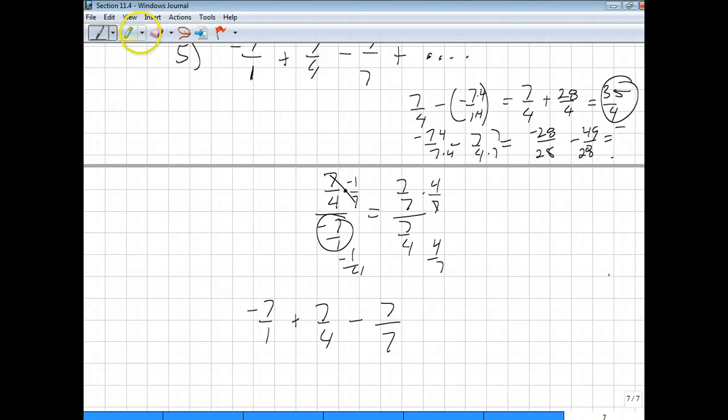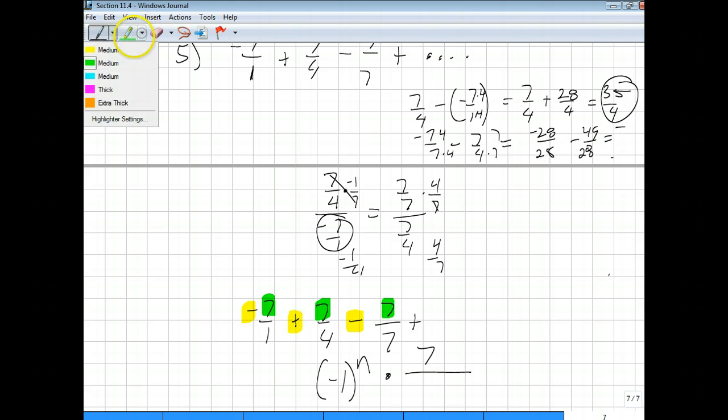Notice that the signs alternate. It's negative, plus, negative, and then the next one is going to be a plus. So when the signs alternate, there has to be a negative 1 to the n power. Okay? So now we have to figure out a pattern. Notice that the top number is always a 7. So it's going to be times 7 over something.